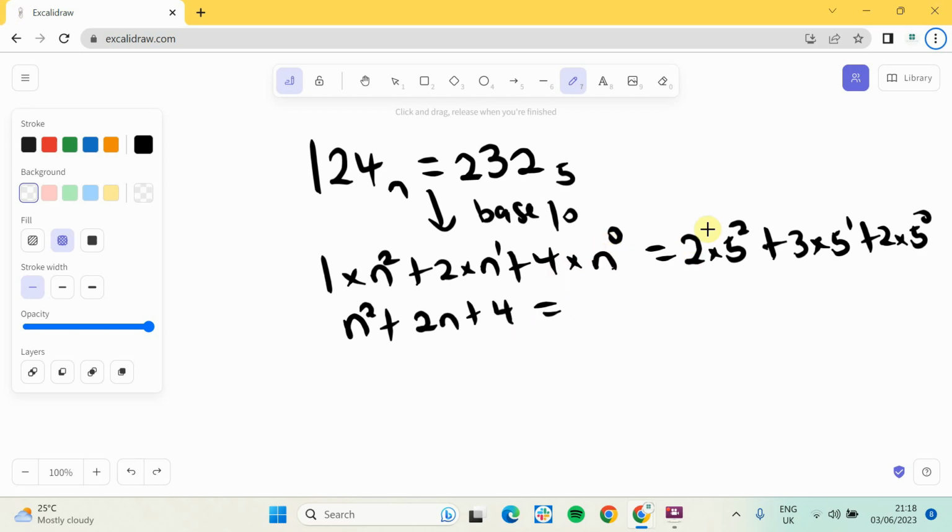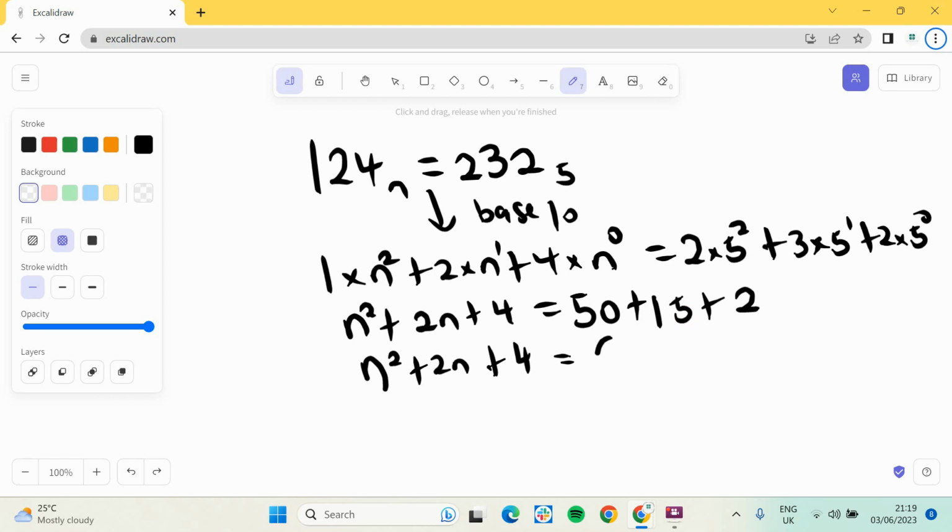This is equal to 2 times 5 squared. 5 squared is 25, so times 2 will give me 50. Plus 3 times 5 to the power 1, so 3 times 5 is 15. Plus 2 times 5 to the power 0, which is 1, so 2 times 1 is 2. Right? So this is n squared plus 2n plus 4, having a quadratic equation, is equal to 50 plus 15 is 65, plus 2, that is 67.